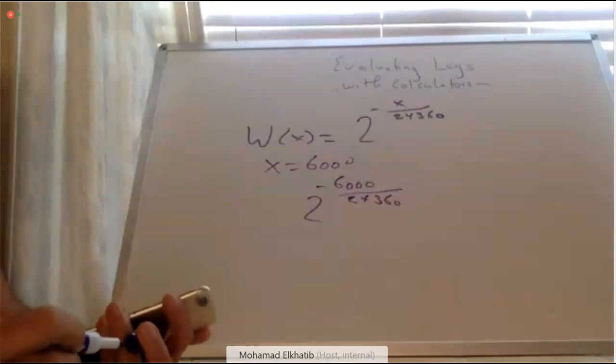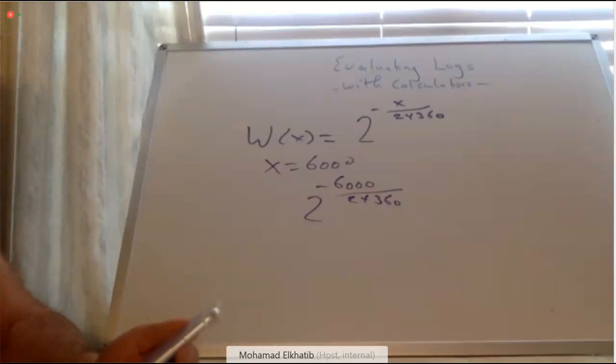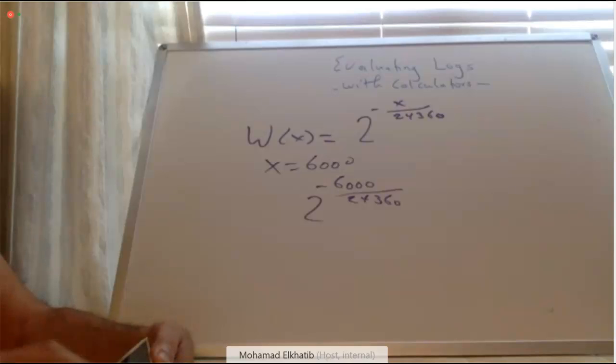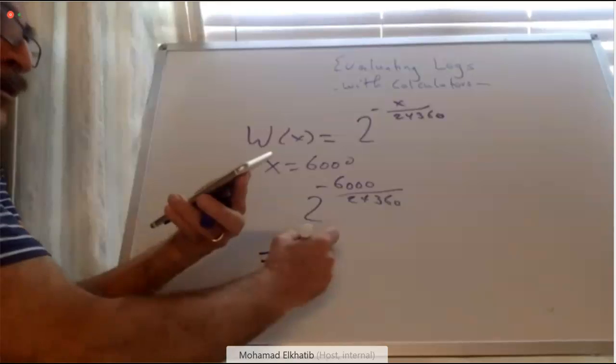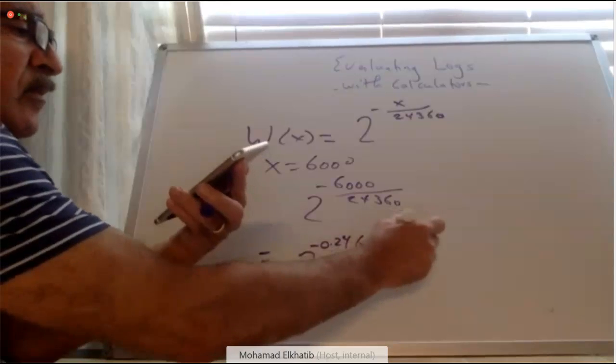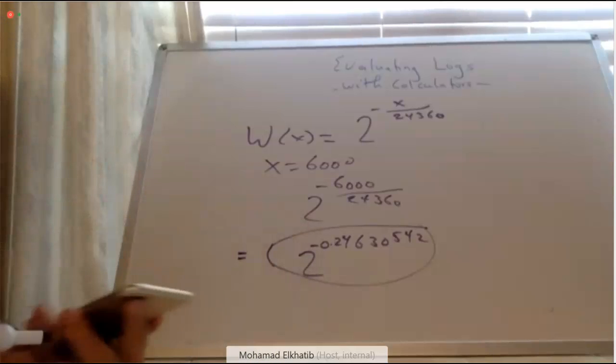So the first thing you got to do is divide negative 6,000 by 24,360. So you go to the calculator. You do negative 6,000 divided by 24,360. And I got 2 to the power negative 0.2463... Don't round here. So are you good, young man, so far? You understand what I did so far?